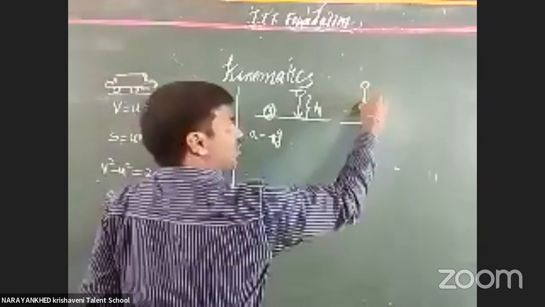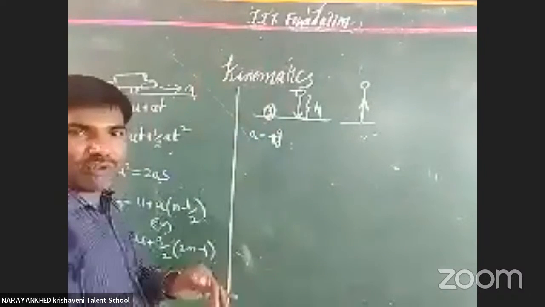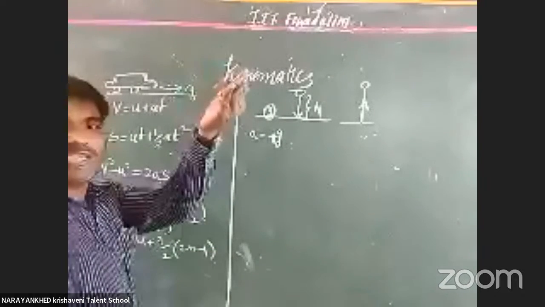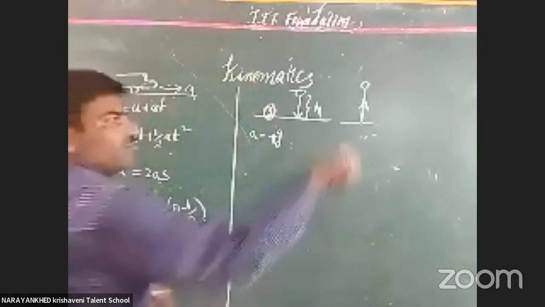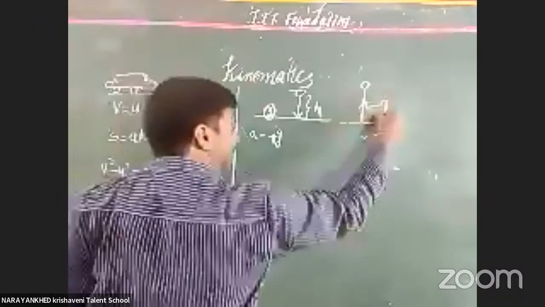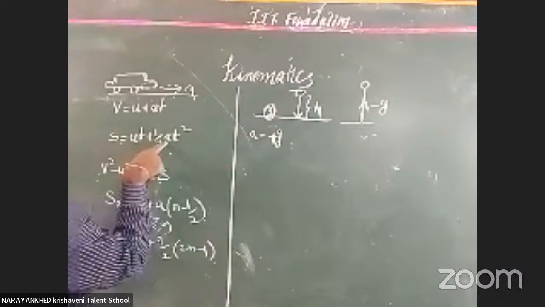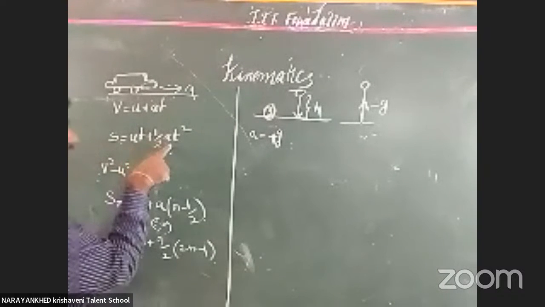Okay, now when the body moves in the direction opposite to the gravitational force, from here to here, it is called opposite to the gravitational force. At that time you take minus g; acceleration due to gravity is taken as minus g. Now, for a falling body, you take a as plus g. Got it or not? A is plus g.